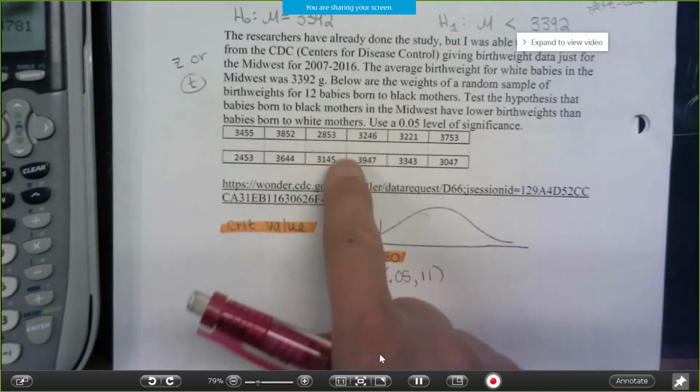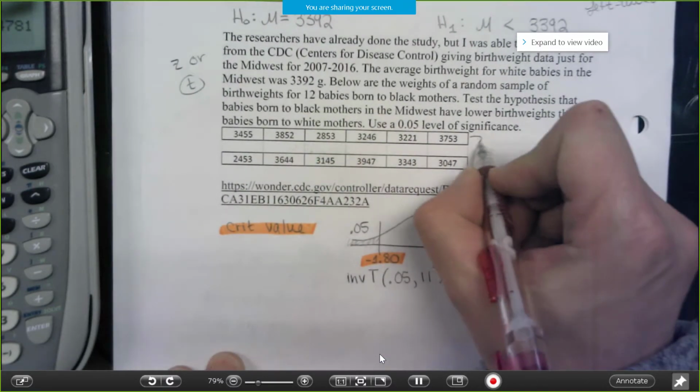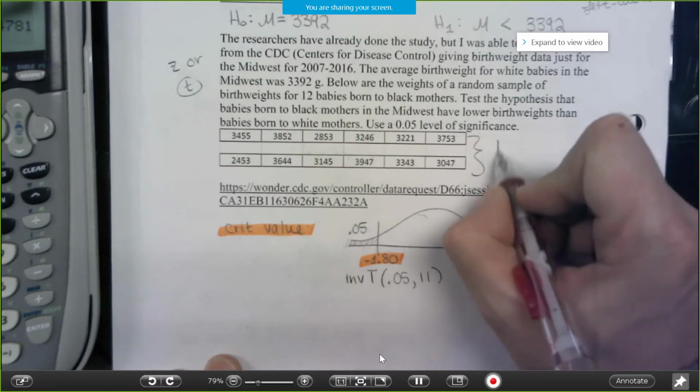Now they give us the data, so the first thing I want to do is put all of these weights into list 1.